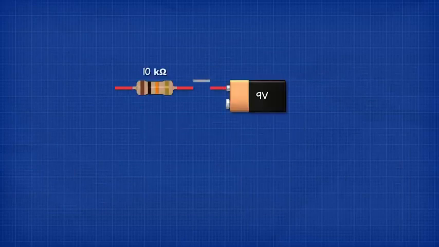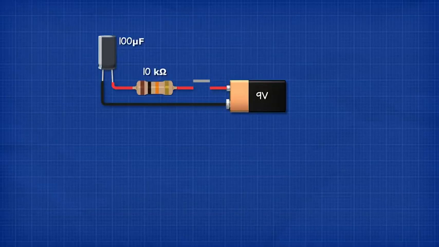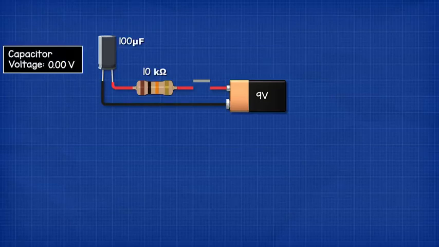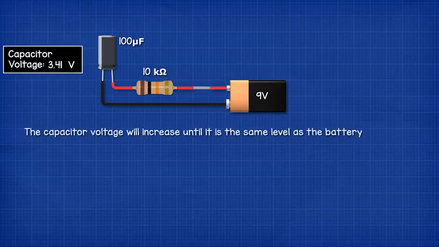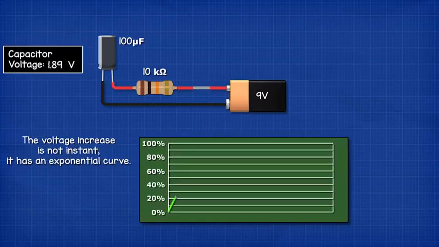Let's say we have a 9-volt battery, a 100 microfarad capacitor, a 10 kiloohm resistor, and a switch which are all in series. The capacitor is fully discharged, and we read 0 volts across the 2 leads. When we close the switch, the capacitor will charge. The voltage will increase until it is the same level as the battery. The voltage increase is not instant. It will have an exponential curve.